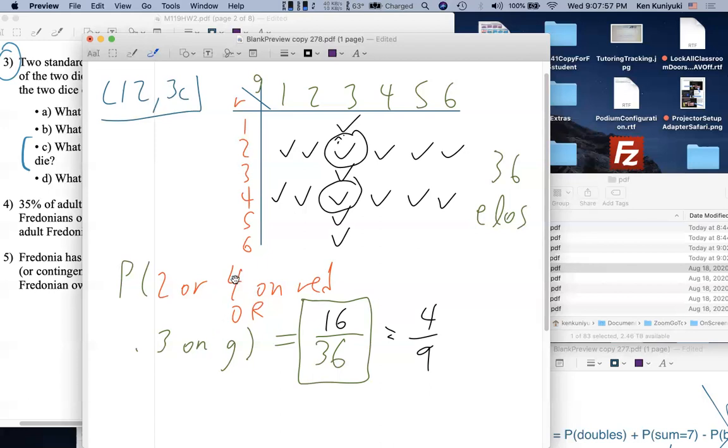If you're in the game, you're in the game. I don't care if you satisfy just one or both. You count these check marks. These are not special. The ones I'm circling, they're not special. You just count them once each. It just so happens that they satisfy both the events. But that's the key lesson. You don't double count. So don't put 18 over 36. That's wrong. You don't double count.